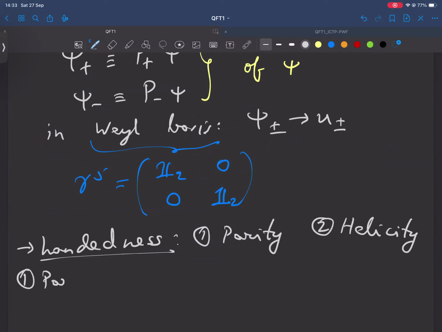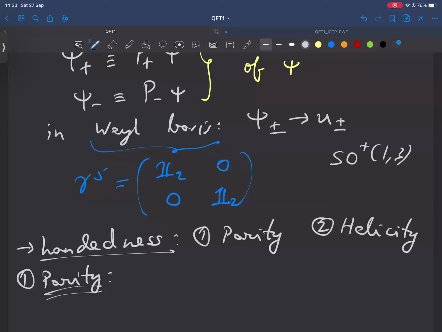So first is parity. Recall that all these discussions of finding spinor representations were done around this group, which was the subgroup of the Lorentz group, the proper orthochronous transformations. The reason we did that was because we could infinitesimally get away from the identity and do infinitesimal transformations on the fields. Yes, exactly. Here gamma 5 is in the Weyl basis, right?